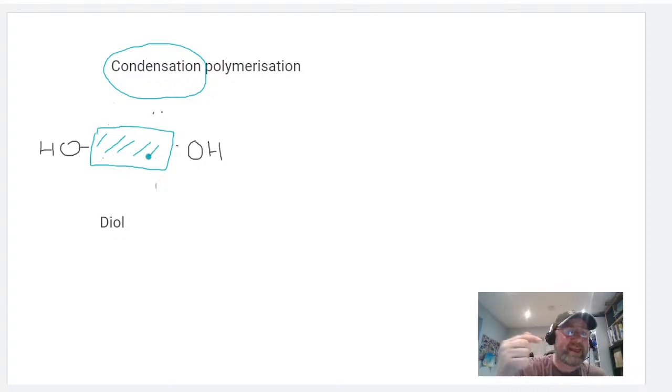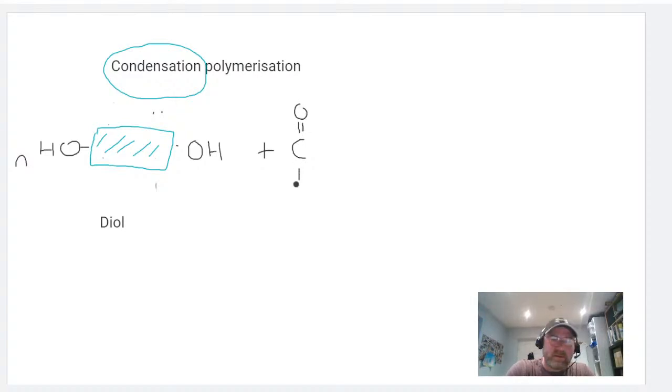So this could be ethan diol, meaning 2 carbons with an OH at each end. This could be butan diol, 4 carbons in the middle, OH, OH. Can be either. Now, we're going to react this with, and if it's polymerization, I put an N there to say I could have a million of these diols, and I'm going to react this with a dioic acid.